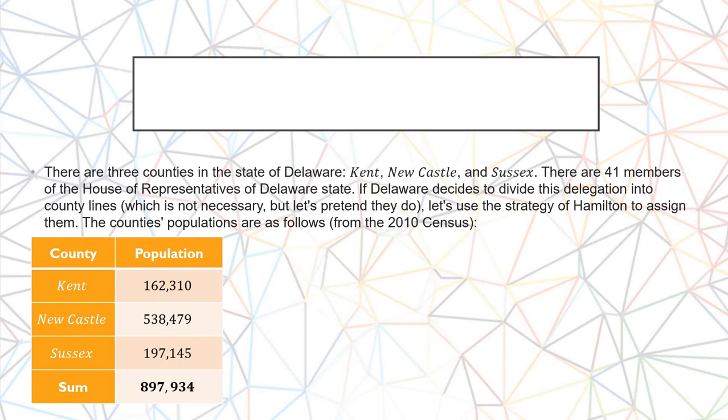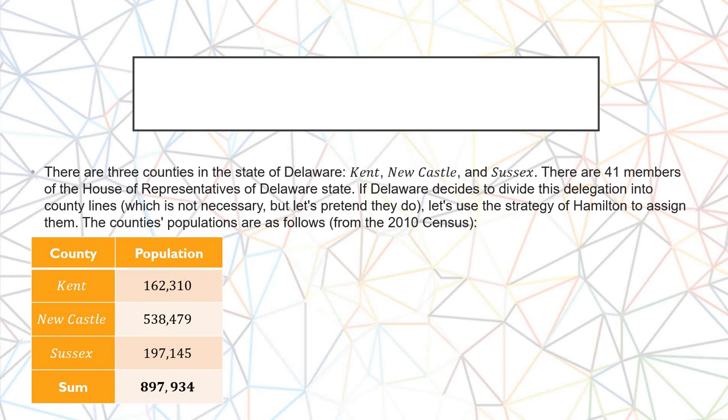So we have the problem. There are 3 counties in the state of Delaware: Kent, Newcastle, and Sussex. There are 41 members of the House of Representatives of Delaware State. If Delaware decides to divide this delegation along county lines, which is not necessary, but let's pretend they do, let's use the strategy of Hamilton to assign them.